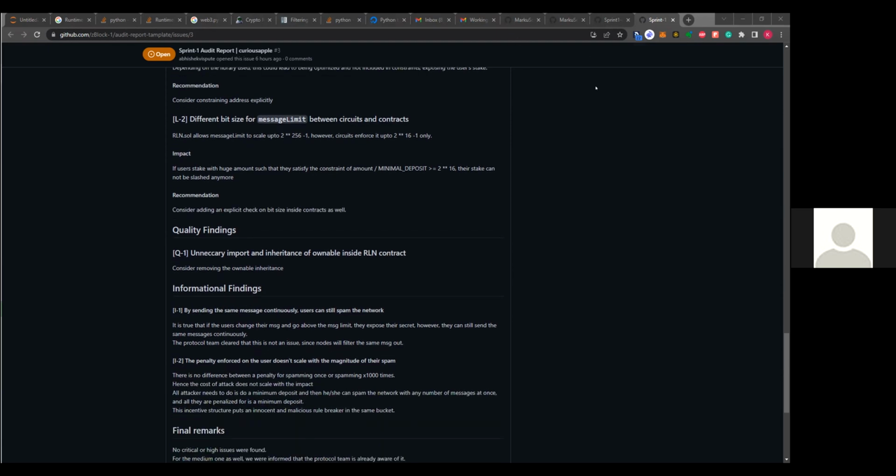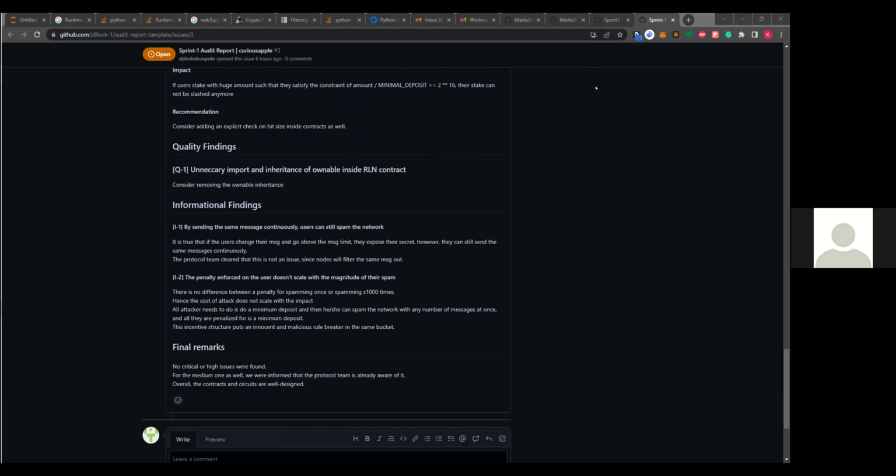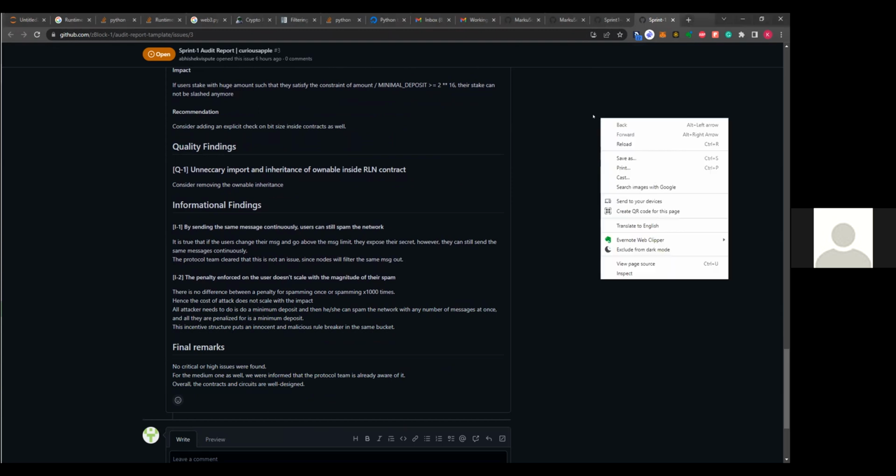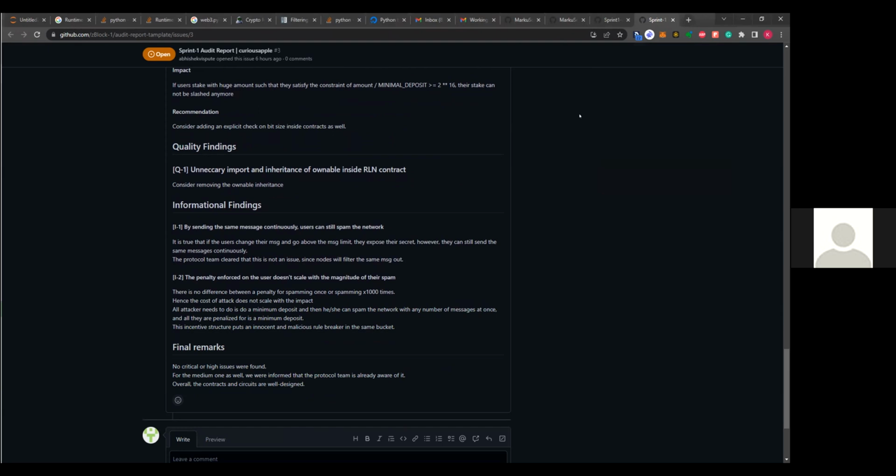For Q1, we have already discussed this. This is regarding the ownable thing and all. For informational, this is I1. We discussed this in the last call, I think with Rasul. It's the same thing: RLN wants to resist all the spam in an anonymous network. But the thing is, you can keep sending the same messages and still not reveal your secret. And I understand that the protocol team clarified that this is not an issue because nodes will filter that message out. So that's why I mentioned this as informational.